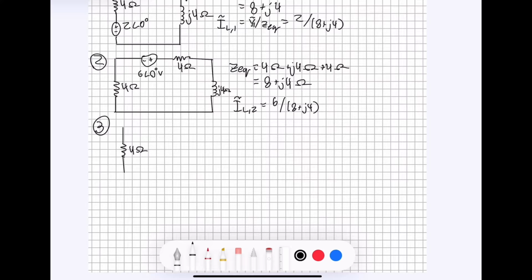Four ohm resistor, another 4 ohm resistor, the current source right here, which is equal to, let's see, 4 amps. And the inductor here, J4 ohms.